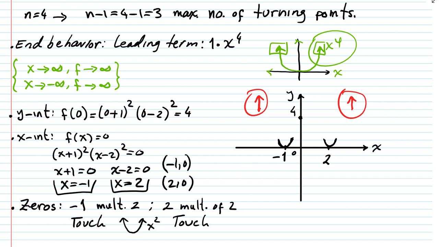Now, for this one, I'm going to actually just choose another point here, for example 1, and then f at 1 is going to be 1 plus 1 squared, 1 minus 2 squared, and that's 4 times 1. -1 squared is 1. 4. Wow, that's interesting. The function is at 4.